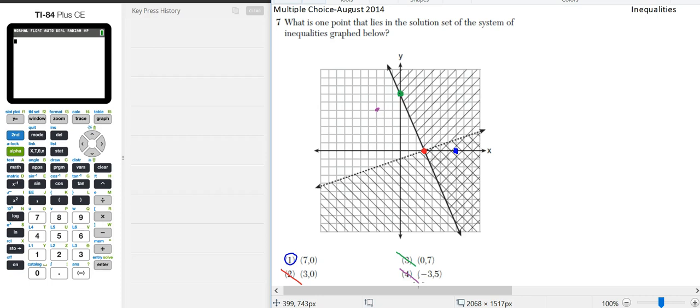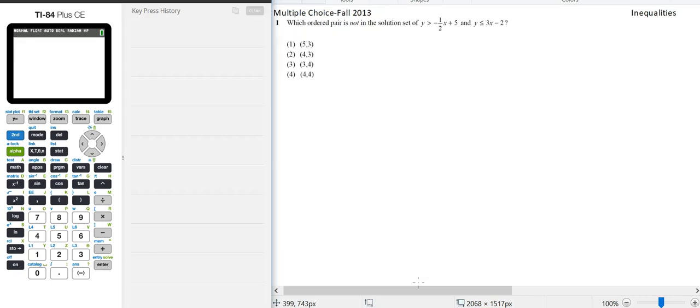Let's look at another example. This is question number 1 from the Fall 2013 Algebra 1 sample materials. Which ordered pair is not in the solution set of y is greater than -1/2x plus 5 and y is less than or equal to 3x minus 2? There are 2 ways we can answer this question. Either we could plug in the answer choices 1, 2, 3, and 4 and see which one is not in the solution set of both inequalities, or we can graph both inequalities. Let's try it both ways.